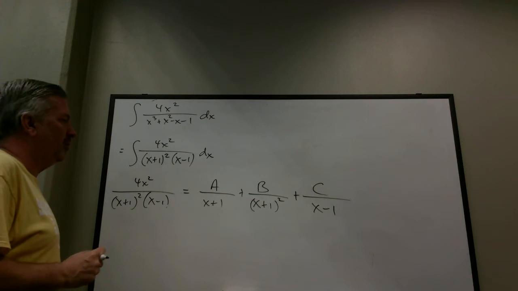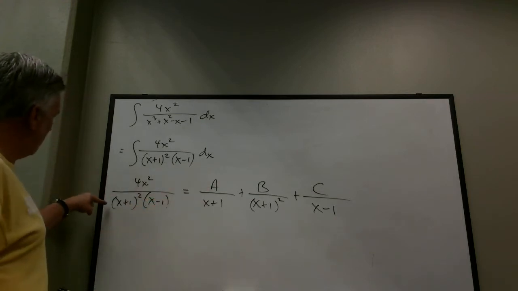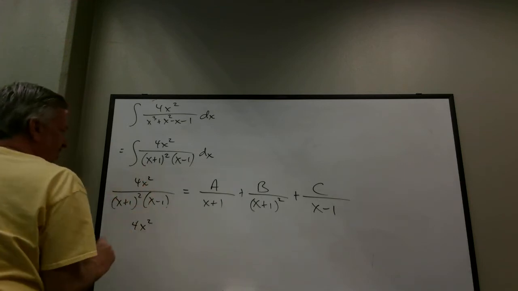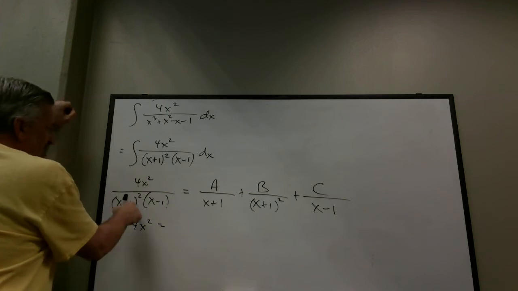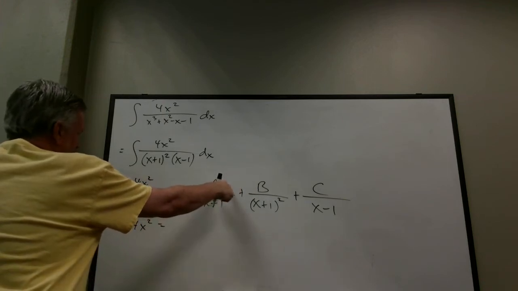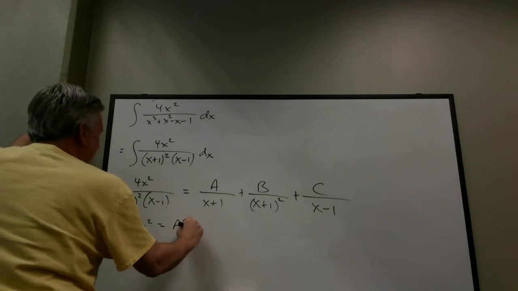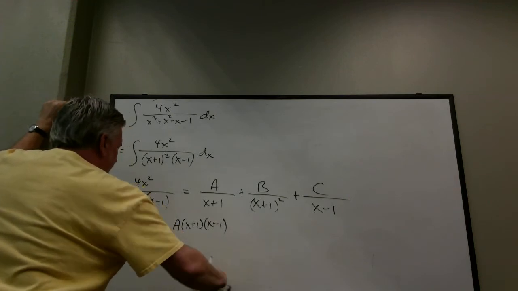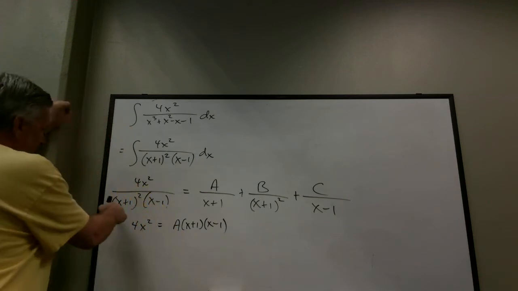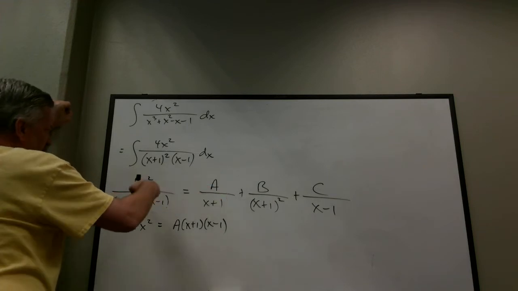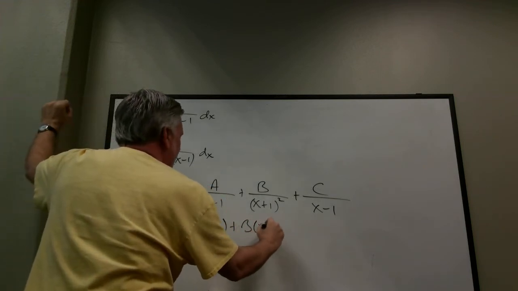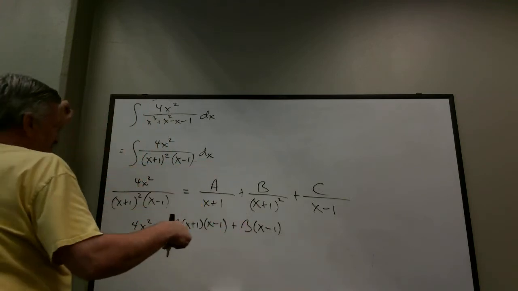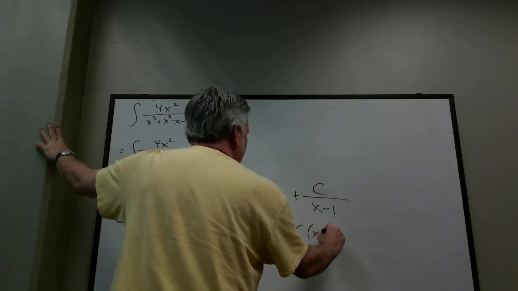Let me show you another. Well, first let's get rid of the fractions. So I'm multiplying through by x plus 1 squared, x minus 1. If I multiply the left side by that, I get 4x squared. If I multiply x plus 1 squared, x minus 1 times the first term, one of the x plus 1's cancels, and I get a times x plus 1, x minus 1. If I multiply the denominator times the second term, the x plus 1 squareds cancel, and I get b times x minus 1. And if I multiply that times the third term, the x minus 1's cancel, and I get c times x plus 1 squared.